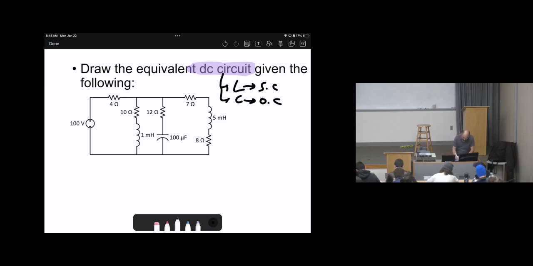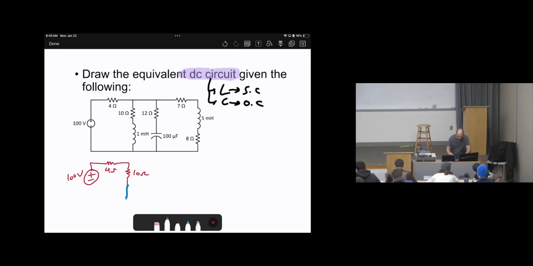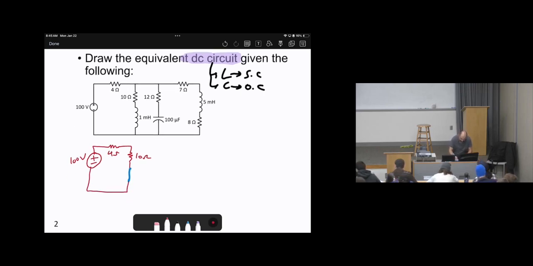Let me redraw the circuit here, plus, minus, 100 volts. The 4 ohms resistor remains as is. The 10 ohms resistor remains as is. How about the 1 millihenry? It is an inductor, so it will be replaced by a short circuit. Then 12 ohms remains as is. We have the capacitor, 100 microfarad, which will be replaced by an open circuit.